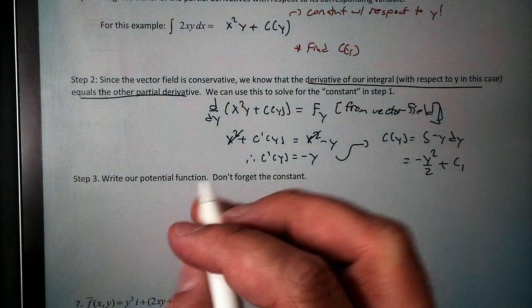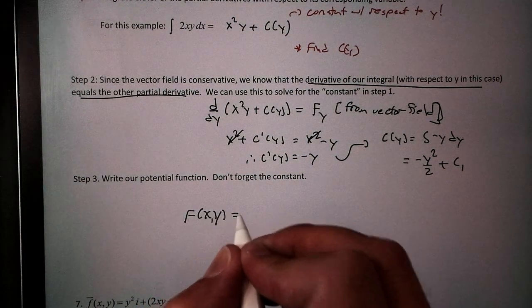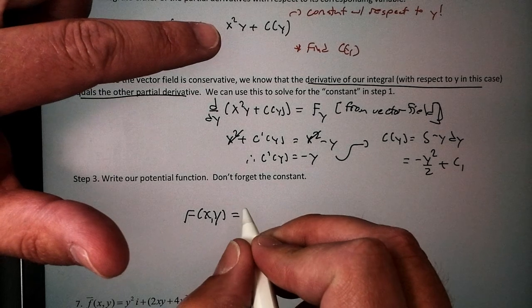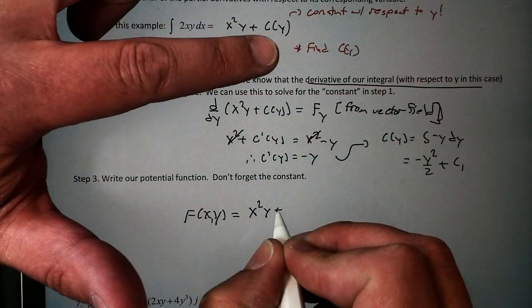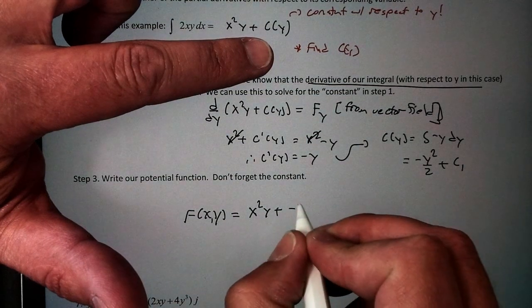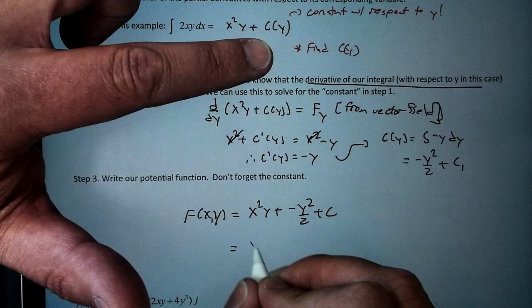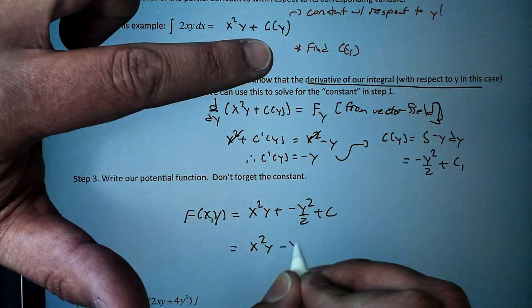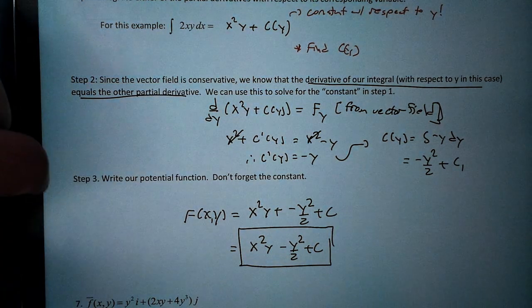So now we're going to write a function. So our new function, f of x, y, would equal, well, we start up here, the part with respect to x, x squared y, plus that c of y we found, which is negative y squared over 2, plus c. And of course, if you just want to write that as x squared y minus y squared over 2 plus c, you're cool to do that. That's fine.